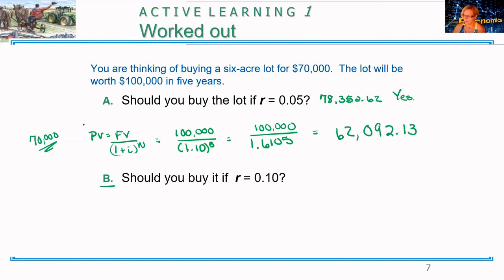Okay, so which would you rather have, the 70,000 or the 62,000? I would much rather have the 70,000. So should you buy it at 10%? And the answer here is no. Okay, because you don't want less.